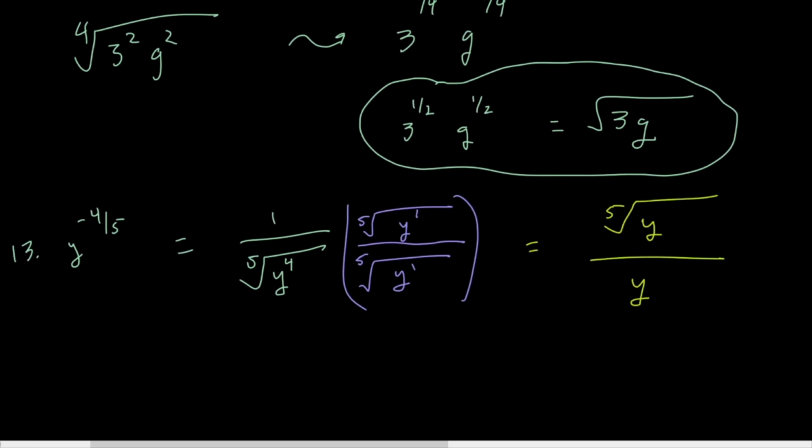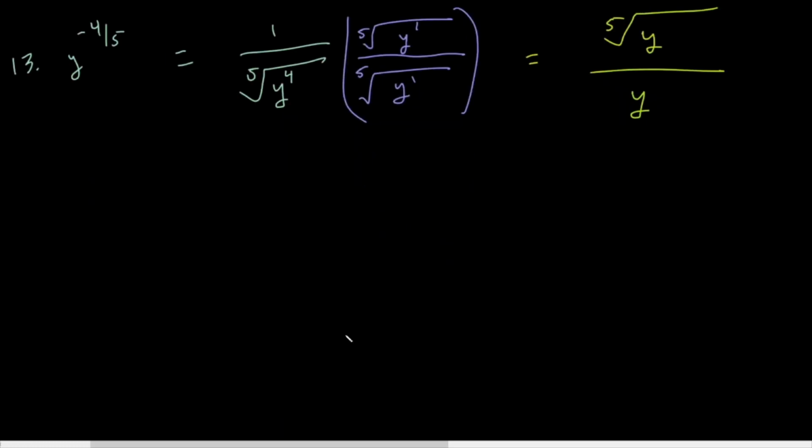All right. I will come to your question after I do number 17. So let's do number 17 really quick. X to the 1/4 plus 2, divided by x to the 1/4 minus 2.